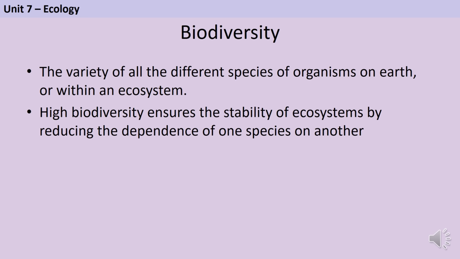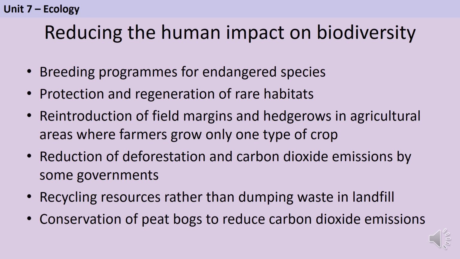Whereas if you've got lots and lots of different species and maybe everything has 5 or 6 different sources of food, then even if something bad happens to one population, everything else is going to be able to stabilise and recover. There are lots of different things that we as humans can do to protect and encourage biodiversity.